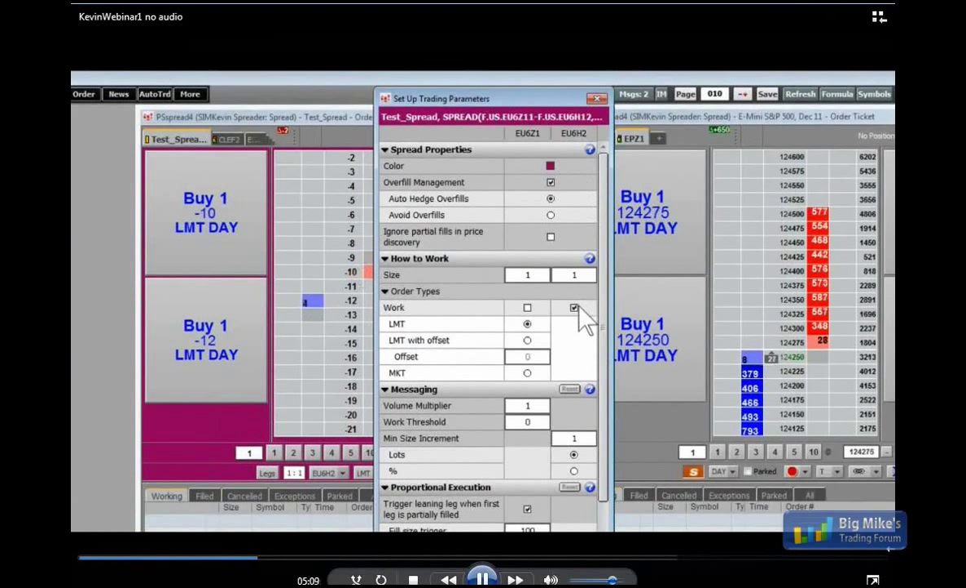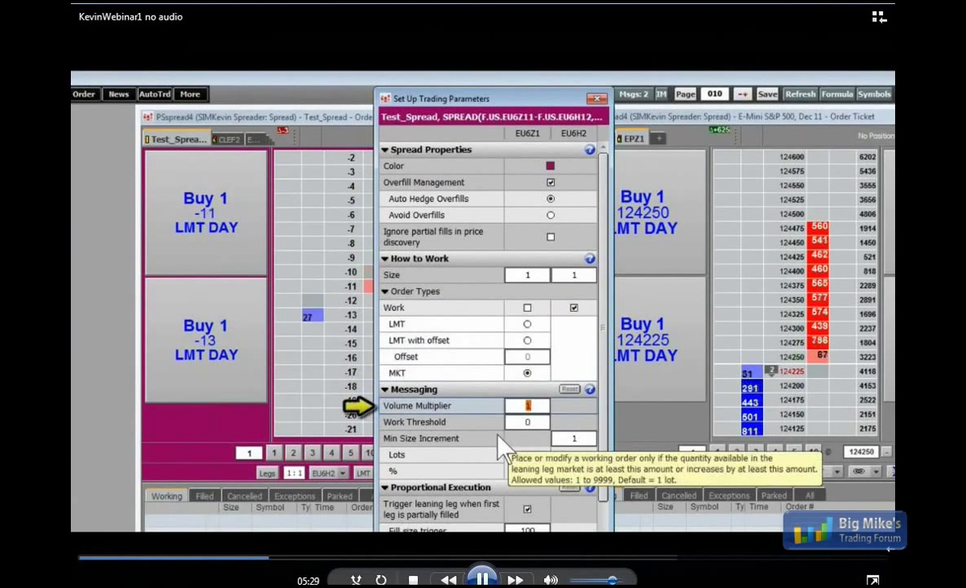Under how to work, we can set our trade ratios. In this case, it's a 1-by-1 spread. I'm choosing to work the EU6H2 or the March. In this case, I was also looking to send in the balancing order as a market order. We have the ability to do a limit order, limit with an offset, which allows you to work edge-edge.